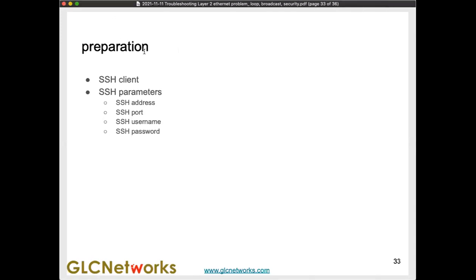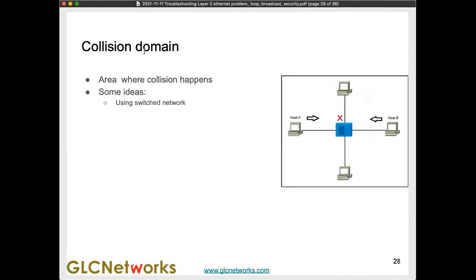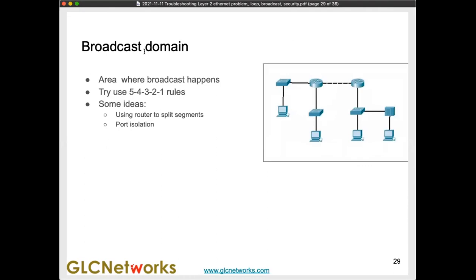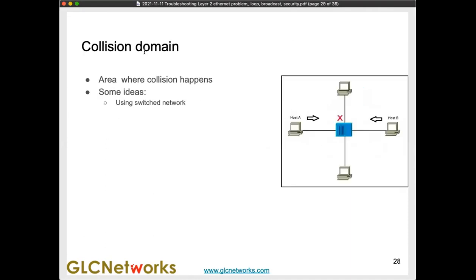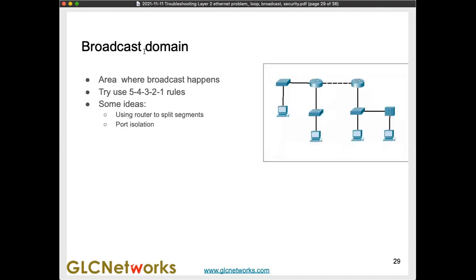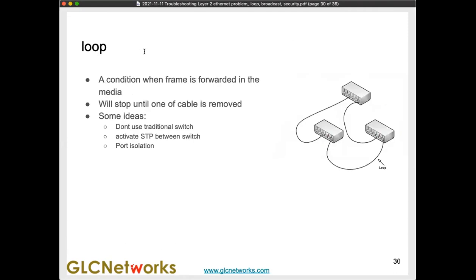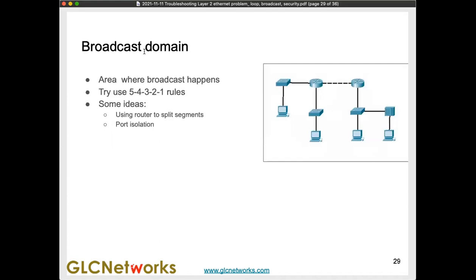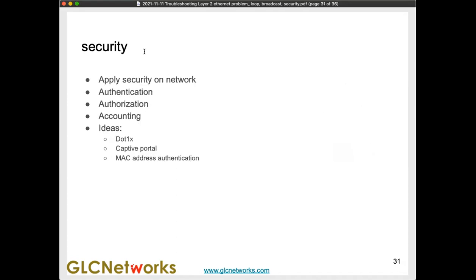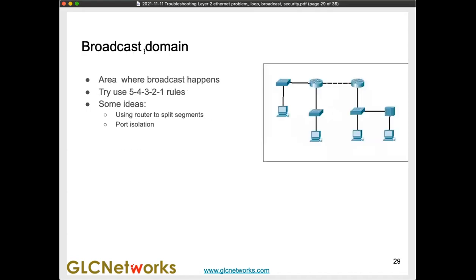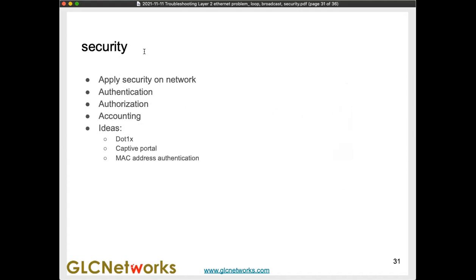So more the things today are the things that you can do for improving your layer 2 connectivity. First you have a collision domain, second broadcast domain, and third is loop. This is important, really really important. And then security. So for implementation you can use switch, port isolations, STP, and then apply some security protocols on your network. Well, I think that's all.